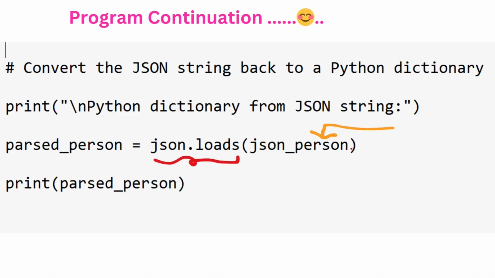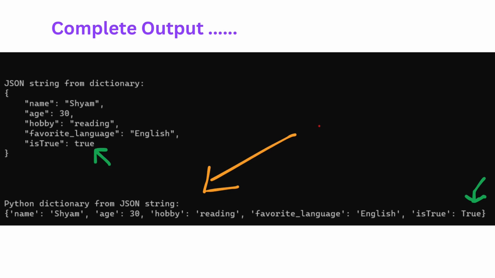Let's continue. Here we are going to use the json.loads() method on this json_person variable. What json.loads() does is convert that JSON string back to a Python dictionary. It is saved in the variable named parsed_person, and we are now going to print it out. See the output? Name, Sham, age, hobby. It is a perfect Python dictionary. The boolean value, see, is capitalized, and all the key value pairs which are strings are enclosed within single quotes, because a Python dictionary doesn't have any such strict rules. We could use single quotes or double quotes within the same dictionary.